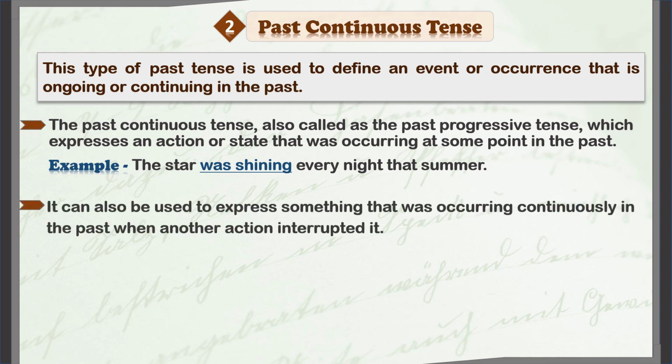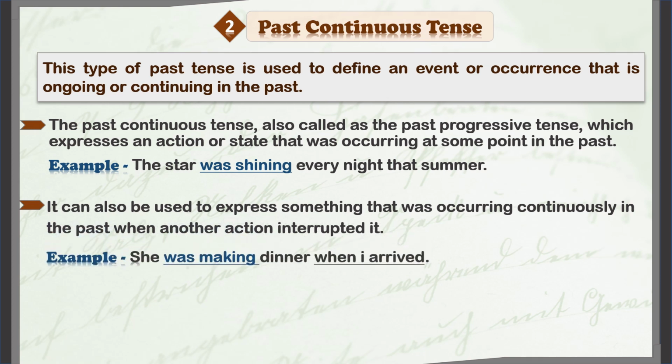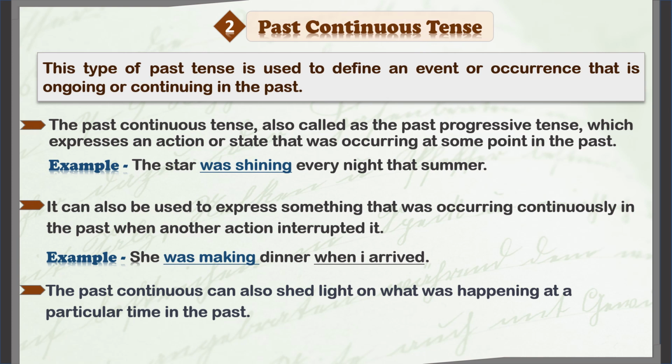It can also be used to express something that was occurring continuously in the past when another action interrupted it. For example, she was making dinner when I arrived. The past continuous can also shed light on what was happening at a particular time in the past. For example, at 8 o'clock she was eating dinner.